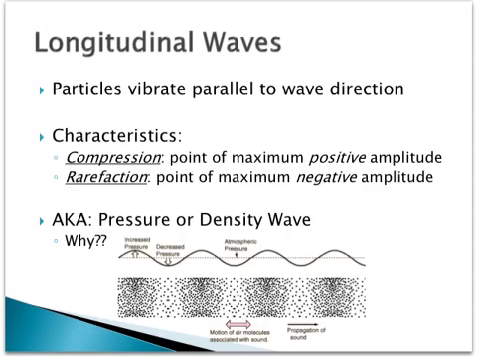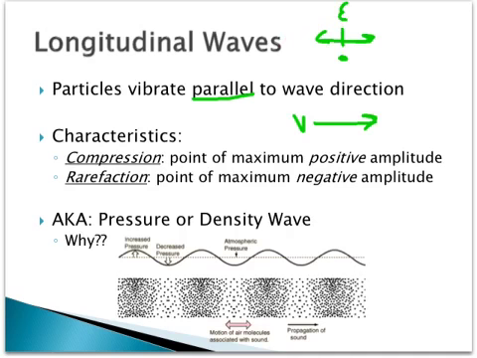Now longitudinal waves are different from transverse waves. In longitudinal waves, the particles vibrate parallel to the direction of the wave. If the direction of the wave is going to the right, the particles are going to oscillate back and forth across some equilibrium, either in the same direction as the velocity or opposite the motion.